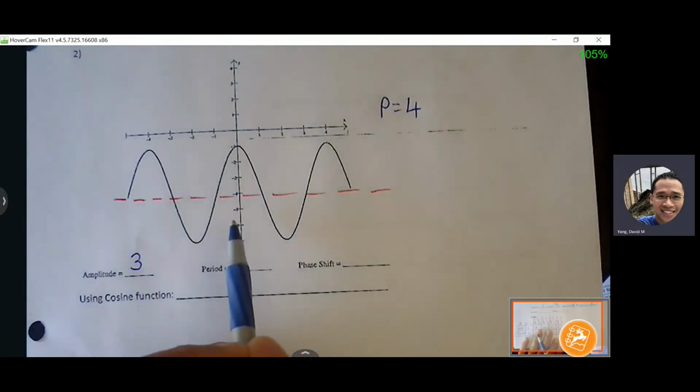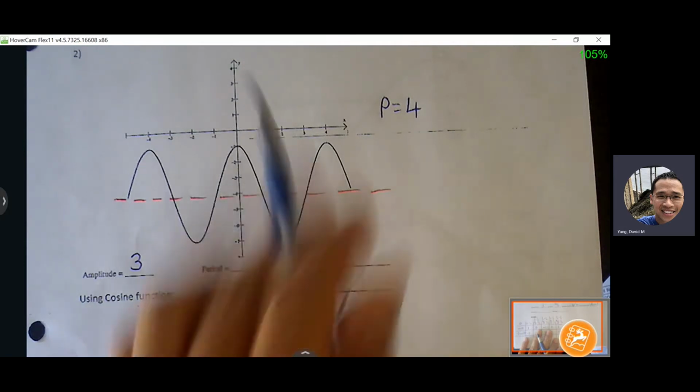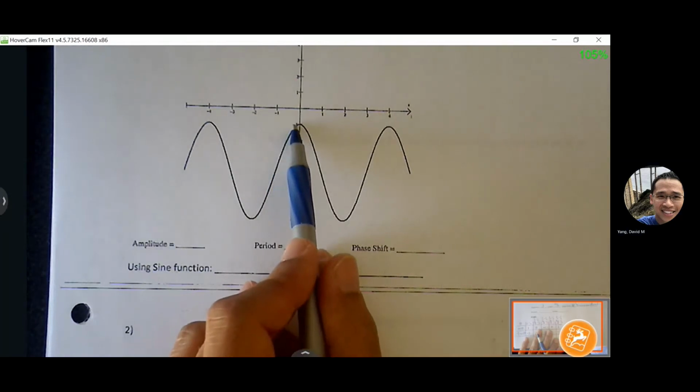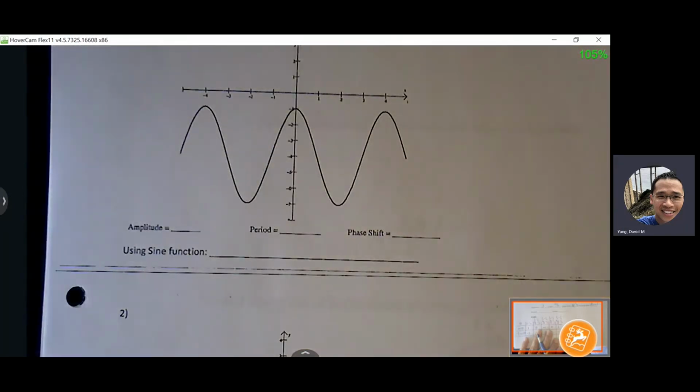If it doesn't look like the graph that you're trying to create, like for this one, I know I have to do a phase shift here because this didn't look like the sine graph. So I have to create an imaginary sine graph and then move that sine graph to turn it into the graph that I want.